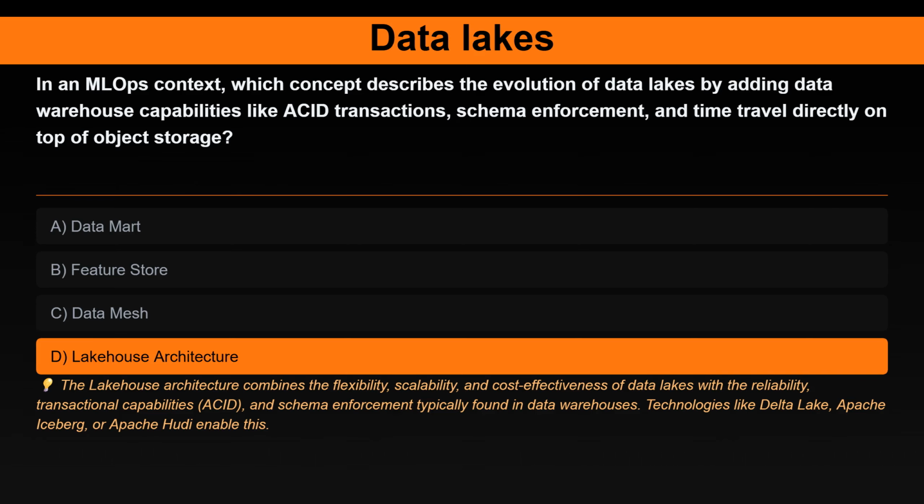The correct answer is Lakehouse architecture. Here's the explanation. The Lakehouse architecture combines the flexibility, scalability, and cost-effectiveness of data lakes with the reliability, transactional capabilities, ACID, and schema enforcement typically found in data warehouses. Technologies like Delta Lake, Apache Iceberg, or Apache Hudi enable this.